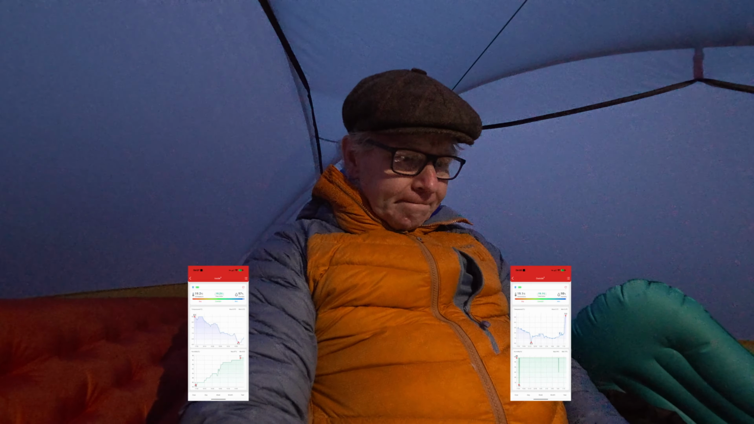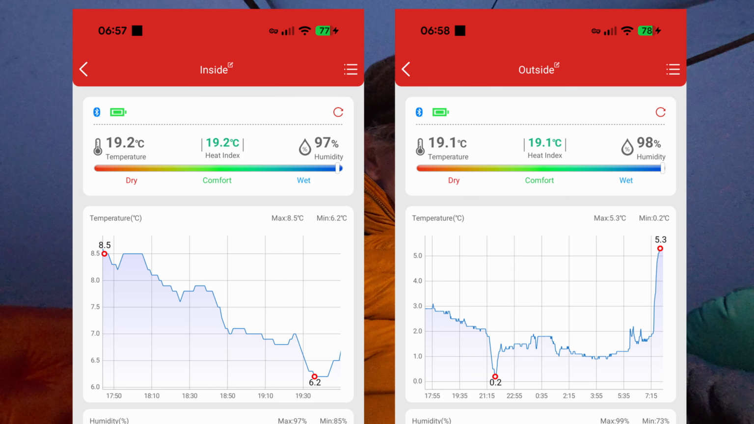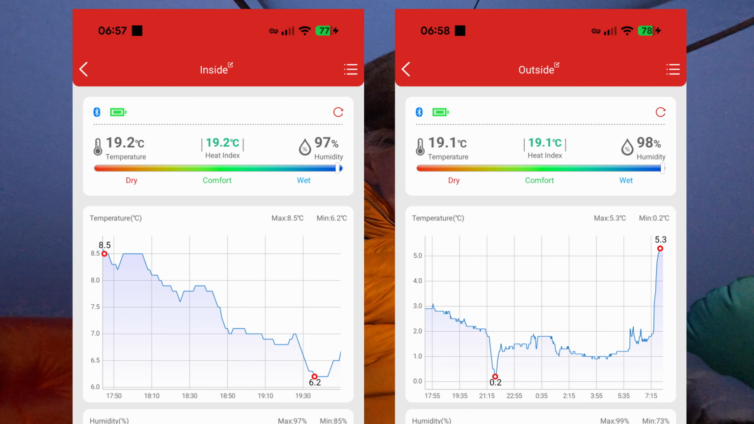It's chilly, and because the air's damp, it feels a lot colder. Let's see what we've got. 3 degrees outside, 5 degrees inside, 98% humidity outside.